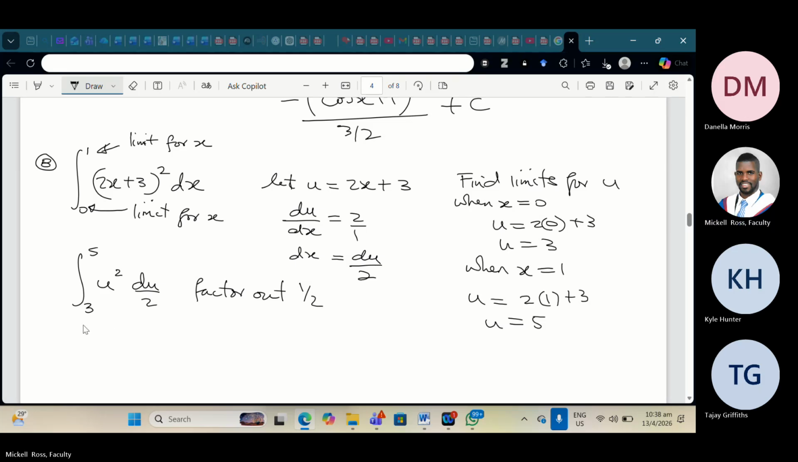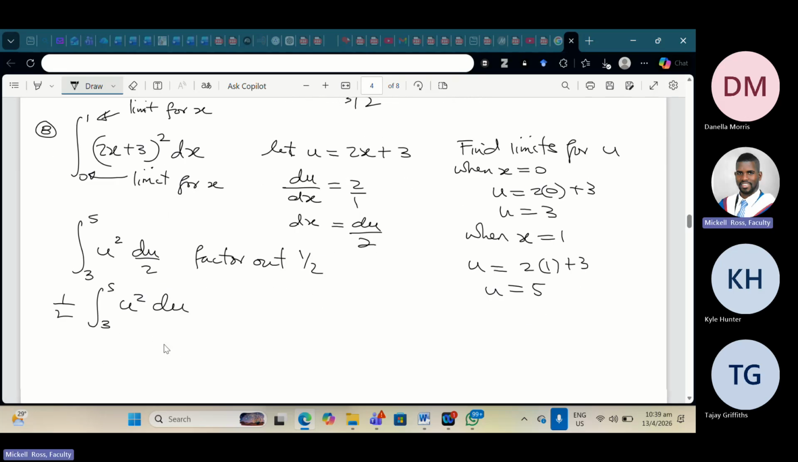Right? So we're going to get half times the integral from 3 to u of u squared du. Integrate, add 1 to the power divided by the new power. So it's half times u cubed divided by 3, and it is from 3 to 5.